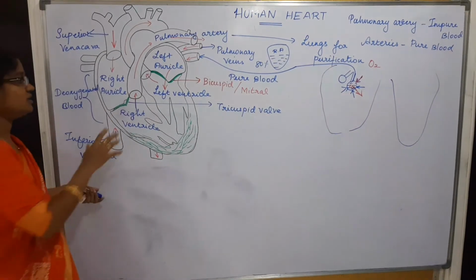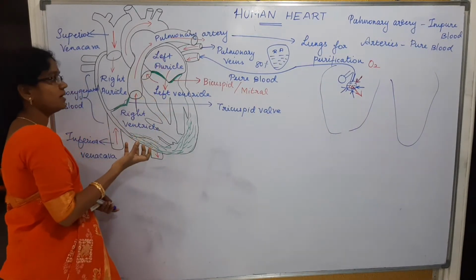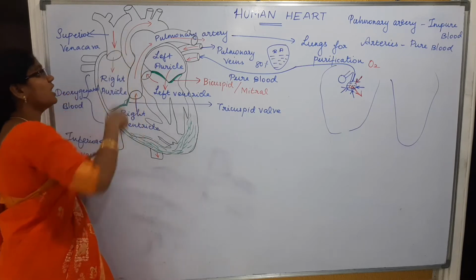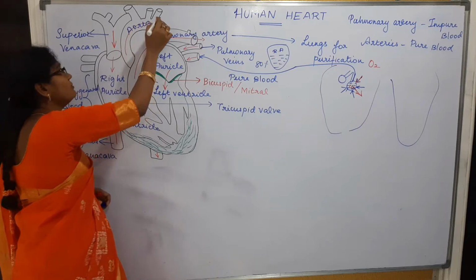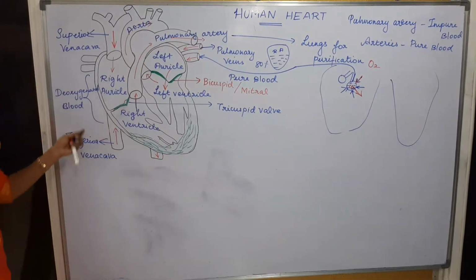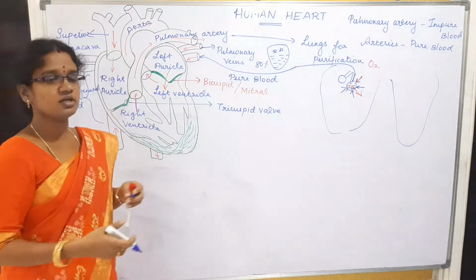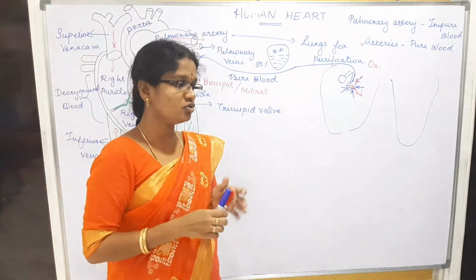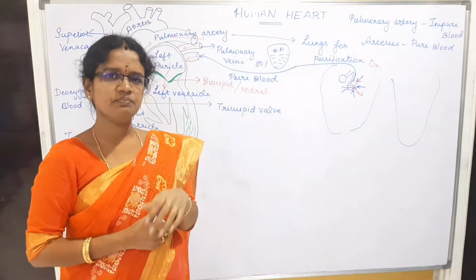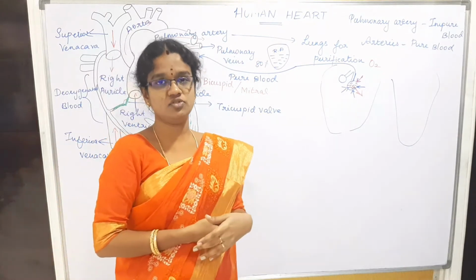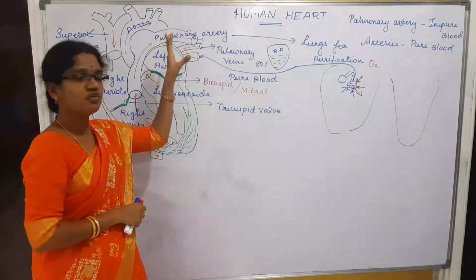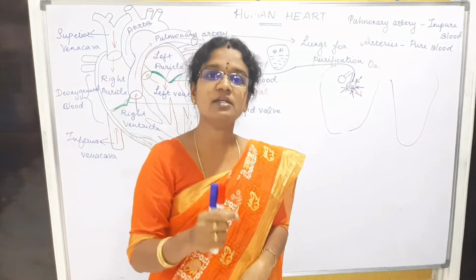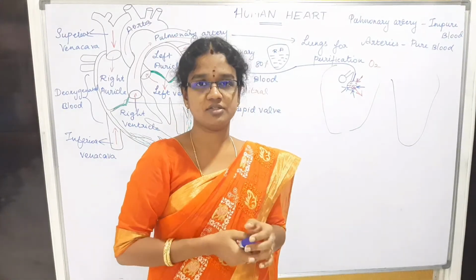The left ventricle, after receiving the blood, pumps the blood through the aorta. From the aorta the blood is pumped all over the body, and again the circulation. Then you could get the doubt: how does it again receive the deoxygenated blood? It is a purified form of blood which is distributed all over the body. Then how does it again become impure?